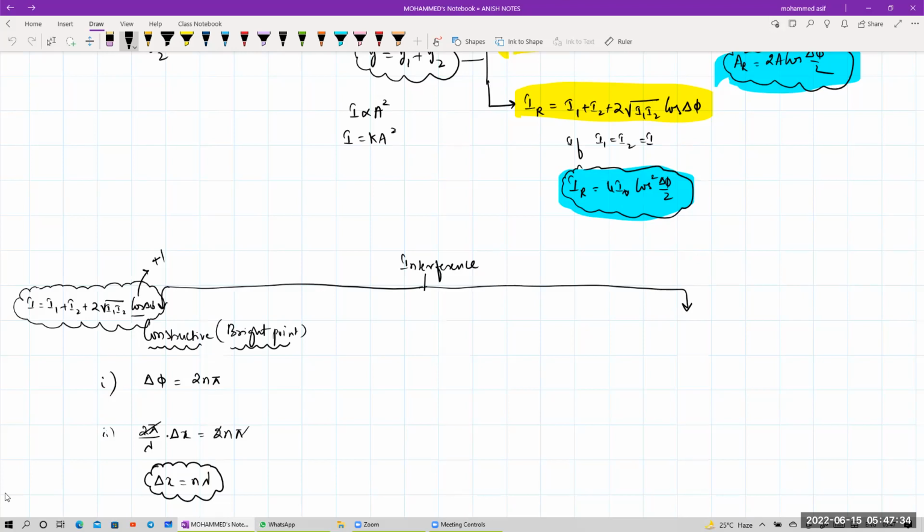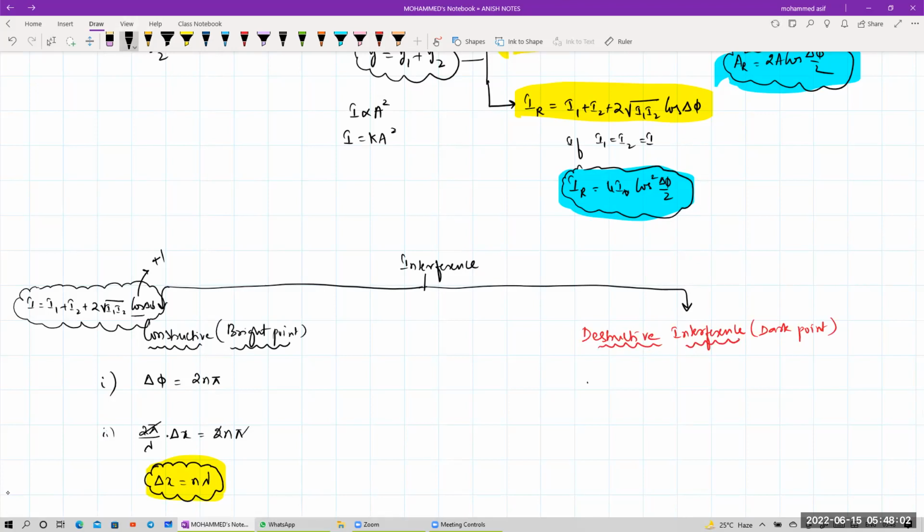Yes, sir. So for constructive interference, the path difference delta x is always equal to n lambda. Clear? Yes, sir. The next one is destructive interference. Destructive interference is nothing but a dark point.